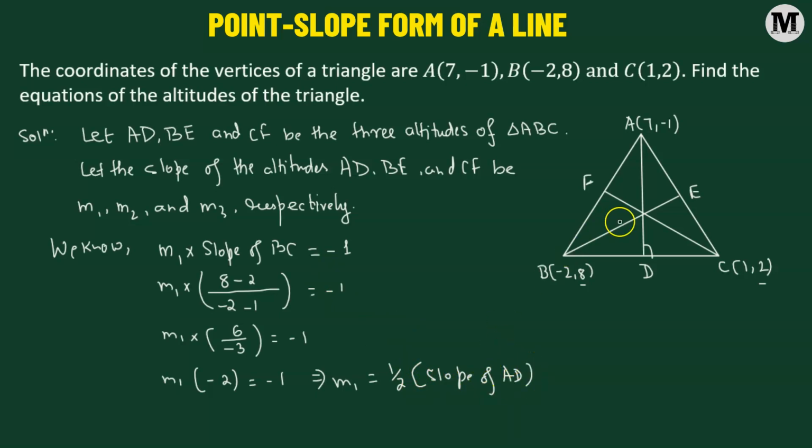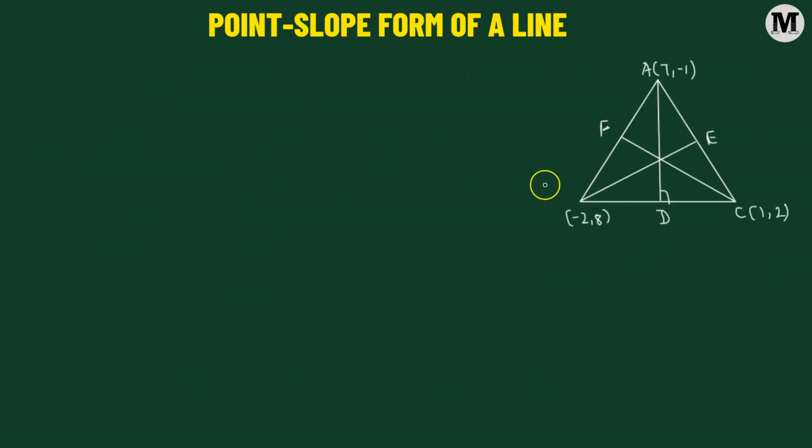Fine. Next, we'll try to find the slope of altitude BE. So we use the fact that the slope of the side AC times M2, where M2 is the slope of the altitude BE, will always equal -1, the product. So fine, let's find the slope of AC. So AC will start with the difference of the y coordinates. So we do 2 minus -1. We're starting from C, and from there we're subtracting A. So divided by the difference of the x coordinates. So that's going to be 1 minus 7, multiplied by M2.